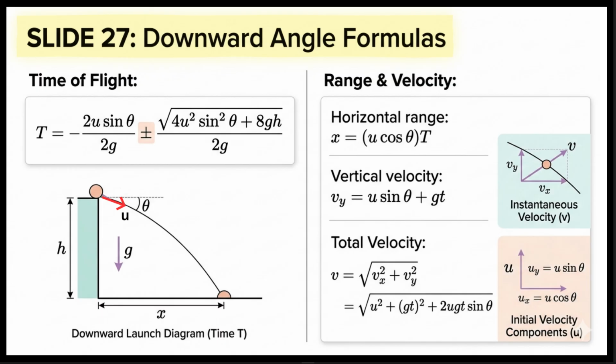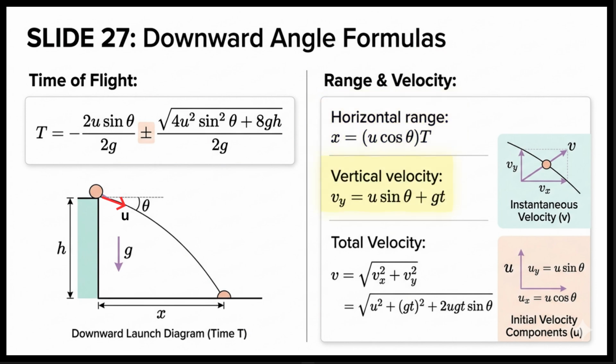For downward launch from height h at angle theta below horizontal, time of flight comes from a quadratic equation. The result is t equals negative u sine theta over g, plus or minus the square root of 4u squared sine squared theta plus 8gh, all divided by 2g. Take the positive root, that is the physical time when the object hits the ground. The diagram confirms this trajectory. Horizontal range is then x equals u cosine theta times t.